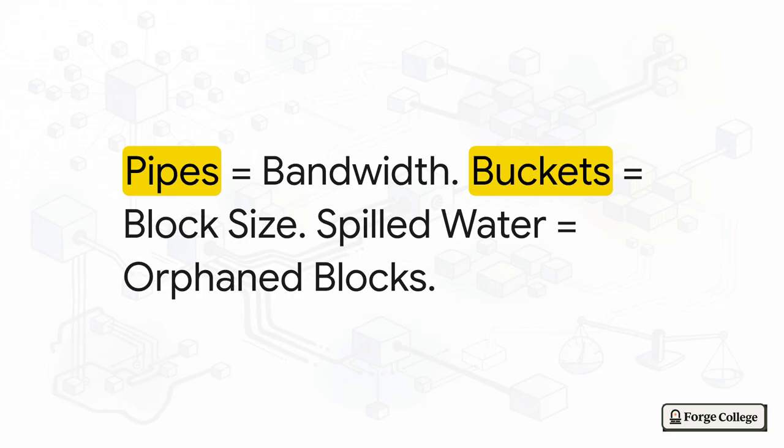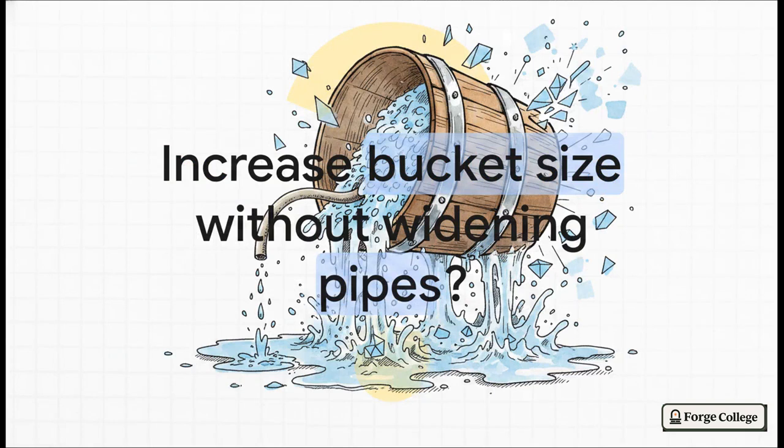So let's map out our plumbing schematic here. In our model, bandwidth, the physical network connection between peers, is the pipe. Block size, or mempool capacity, is the bucket. And spilled water? Well, that represents wasted mining effort, which we call orphaned blocks. If the water doesn't make it securely into the bucket in time, it spills out, and all that computational effort is entirely lost. Which leads us to a very practical real-world question.